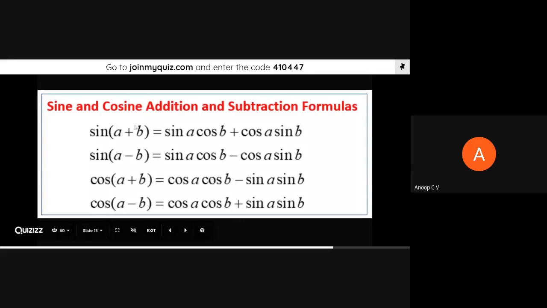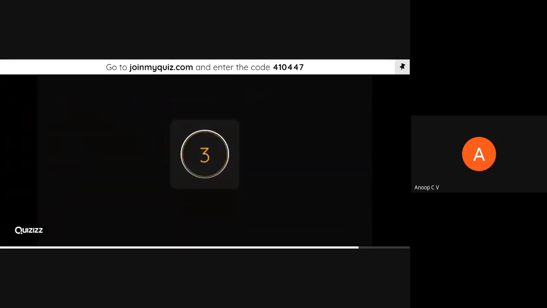And similarly, we have the angle addition of cosines and sines: sine of A plus B, sine of A minus B, cos of A plus B, cos of A minus B. These results also are required, so I'll make this available.